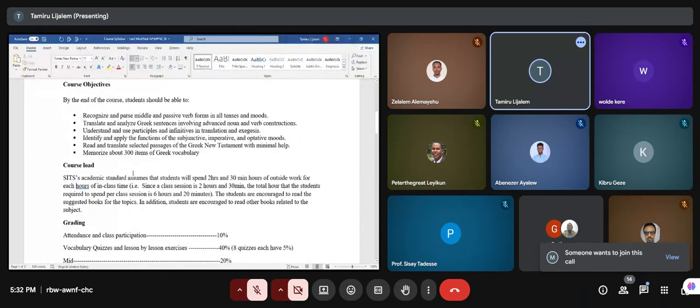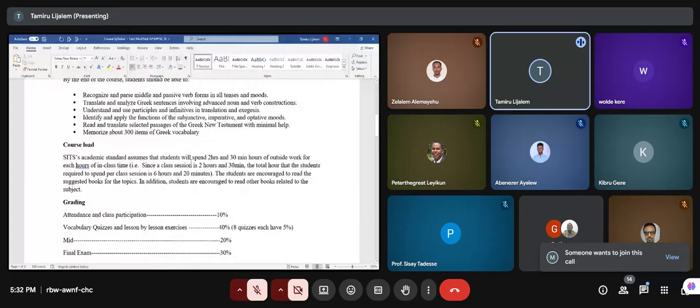And the course load is 3 credit hours. That means for each hour of class lesson, the student is expected to spend 2.5 hours of outside work for class. That is a total of 3 credit hours, meaning 3 times 2.5 hours is 7 and a half hours. The students are encouraged to read suggested books for topics, and I will recommend some important books in our class session.